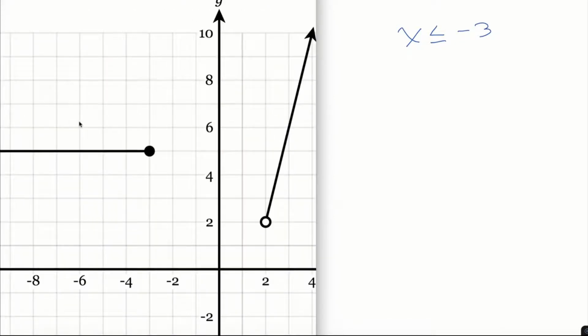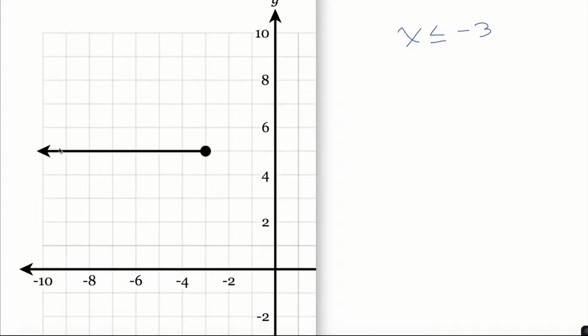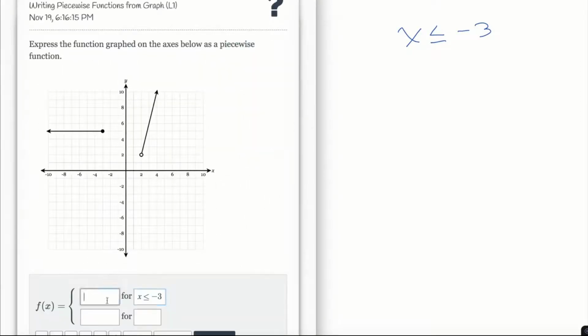But what is the rule? Well, the equation of this piece, since it is horizontal, is constant. The y value everywhere on this line is 5. So the rule for that is the constant 5.